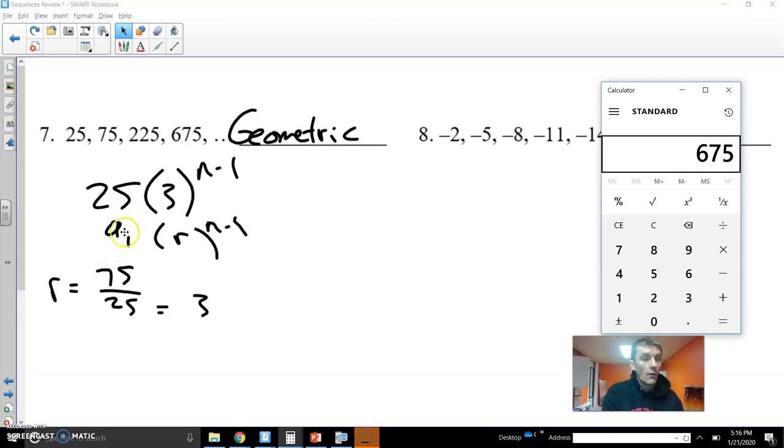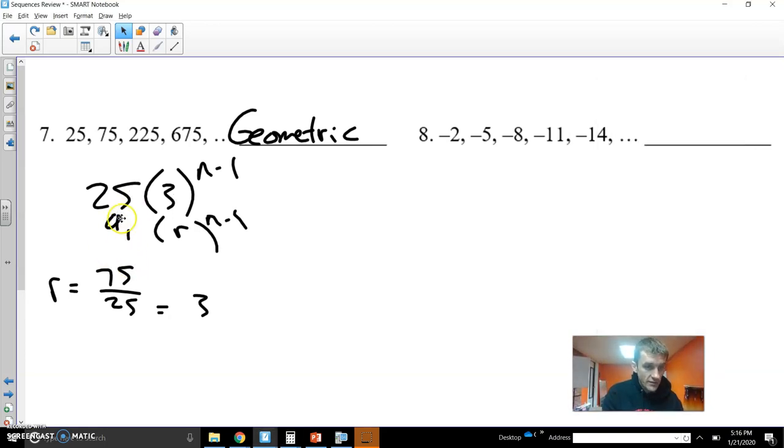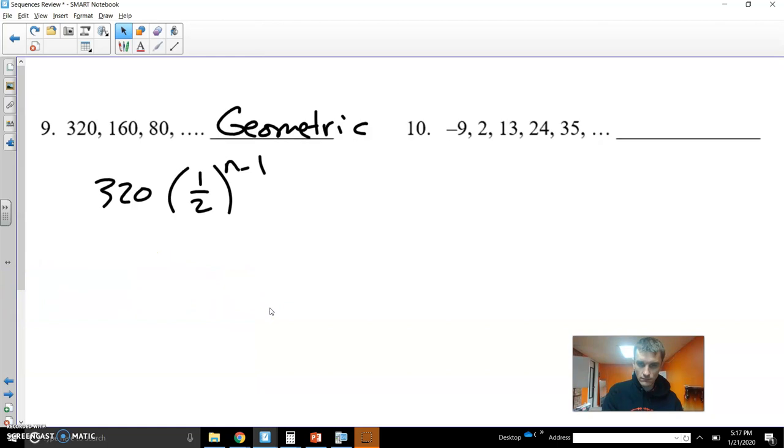75 times 3 is 225. 225 times 3 is 675. And so I want to use that model again. The first number is 25. You're multiplying by 3. n minus 1 is the power. And anytime you need to know the r value, divide the second number by the first number. All right. Number 9, another geometric one that I wanted to do.